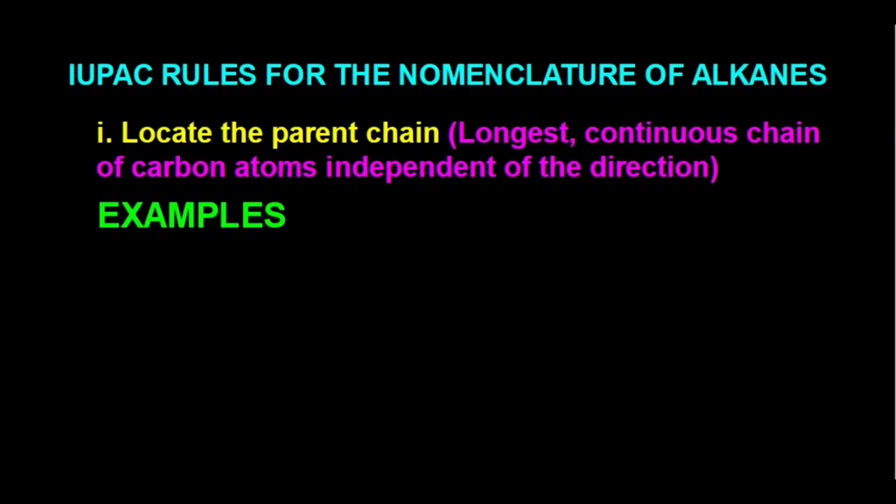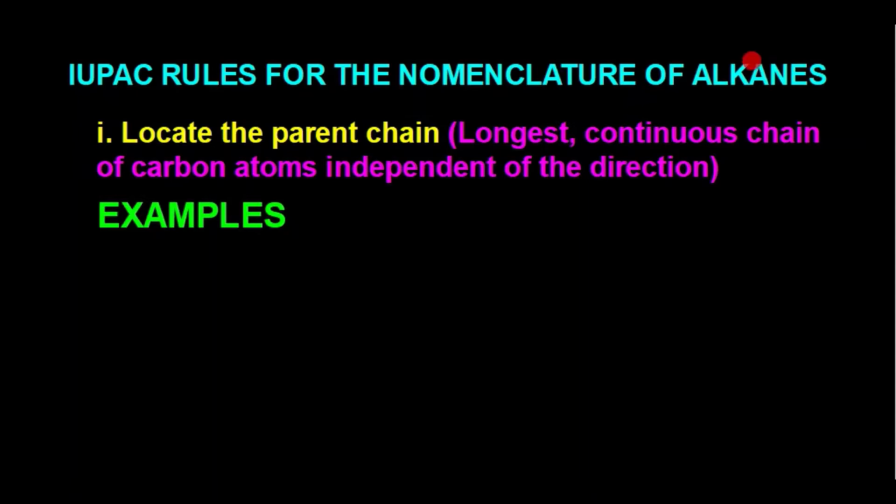Students, in this video we will learn IUPAC rules for the nomenclature of alkanes. We must know what is meant by nomenclature. Nomenclature means assigning names to given organic structures or drawing the structures of given organic molecules. If names are given, then we are able to draw their structures, or if structures are given, we are able to assign their names. This is known as nomenclature. That is naming of alkanes.